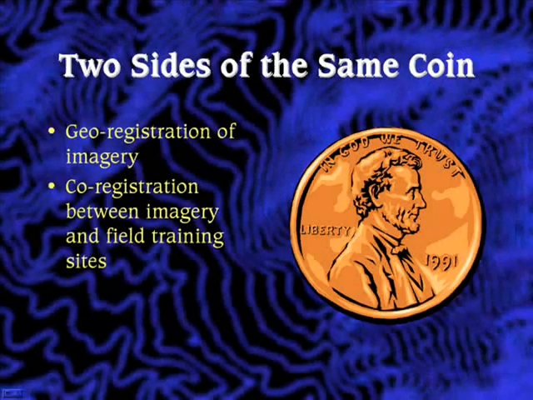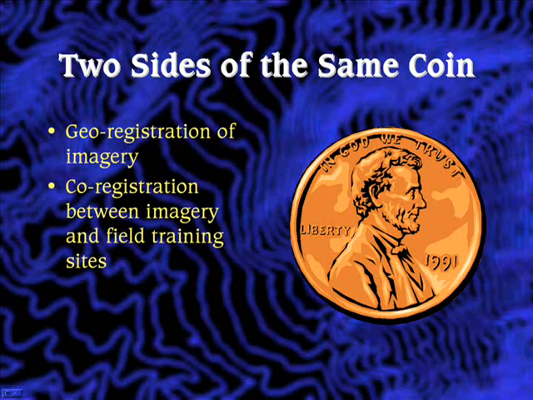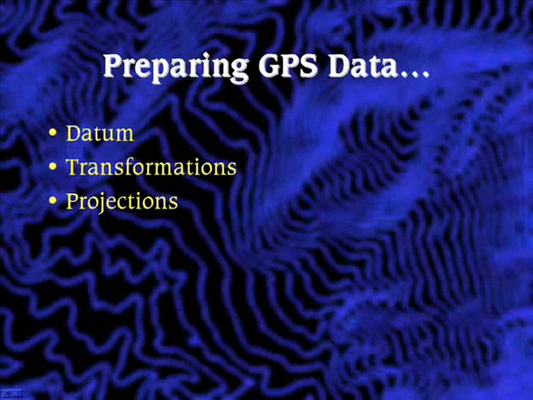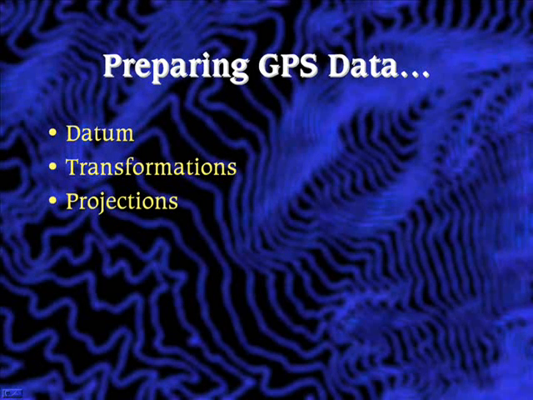We can't forget any part of this equation. We have to have the imagery in the right place, and we have to make sure that we have our points, our ground truth points, our training sites in the right place as well. But the other thing that you should bear in mind is the processing steps that we perform when we're taking the GPS data off of a receiver and getting it into our geographic information system.